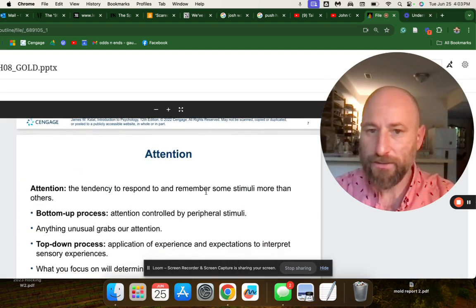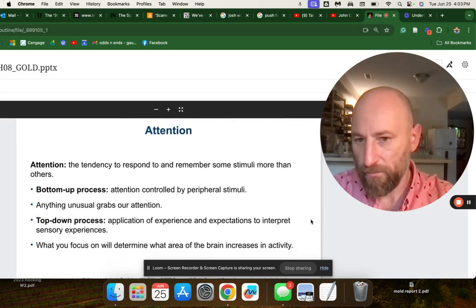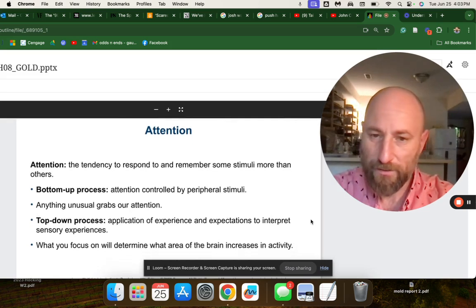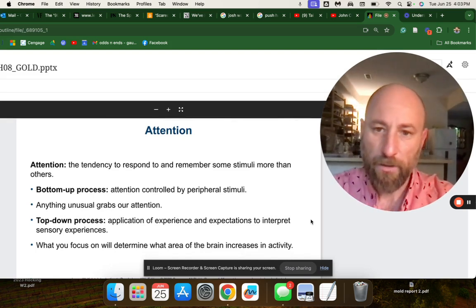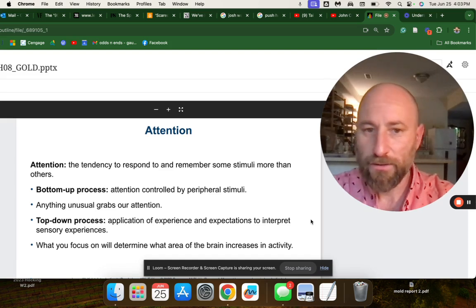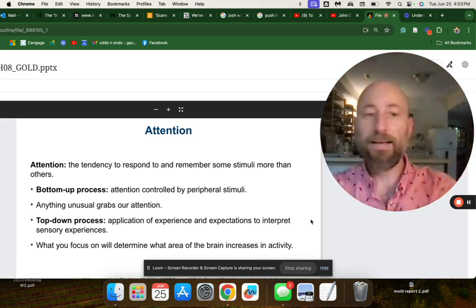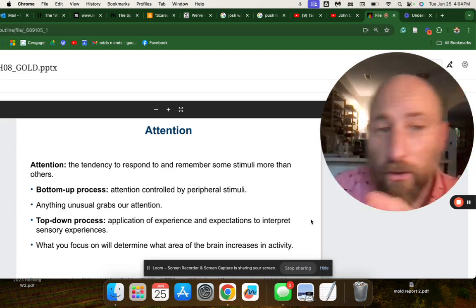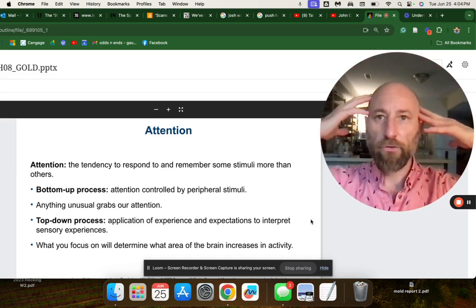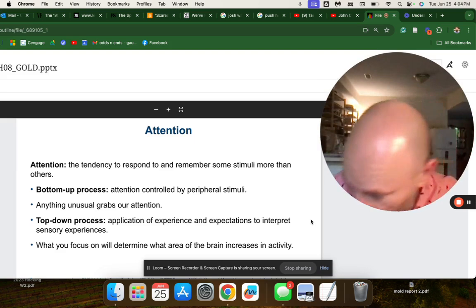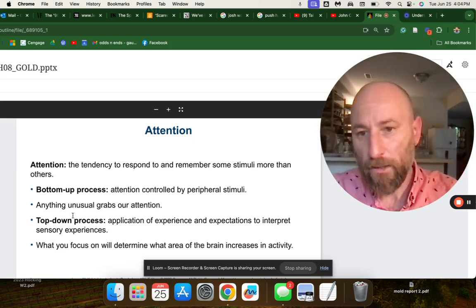Okay, attention. Attention is the tendency to respond and remember to some stimuli more than others. Bottom-up and top-down processes or processing, these come out of the sensation perception topic as well. Bottom-up means attention controlled by peripheral stimuli. So sort of when our attention is being driven by things happening around us and we are sort of looking out at them. Top-down processes is when our brain says, look for mushrooms or whatever it might be, and now we start to do the thing, right? Okay. Sensation is a bottom-up process.